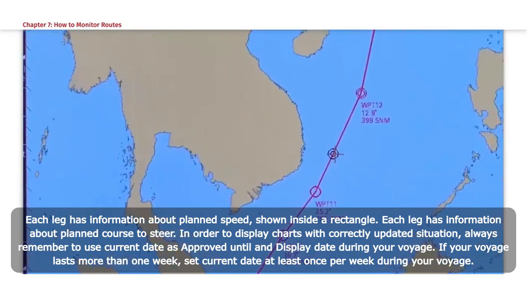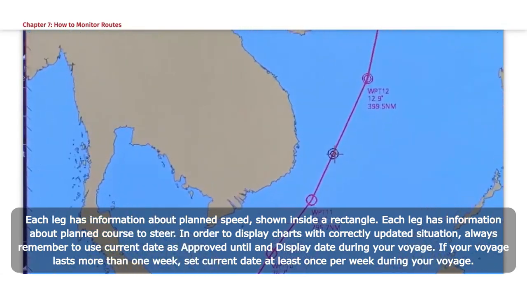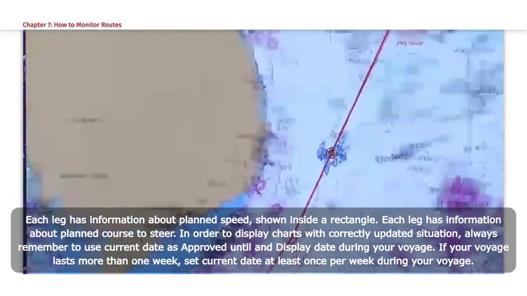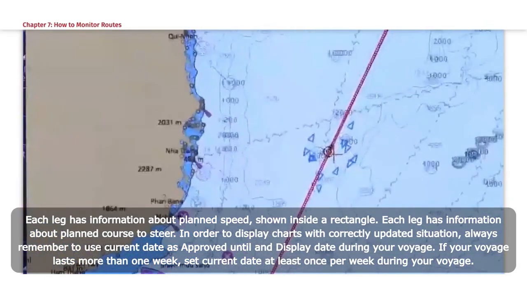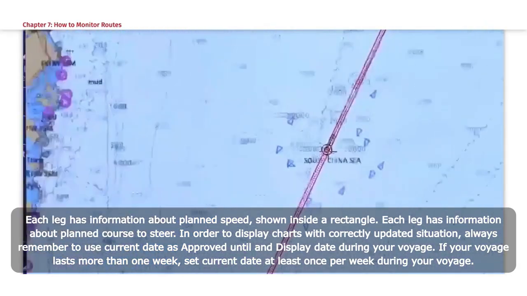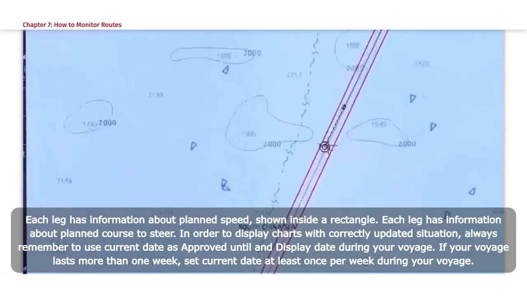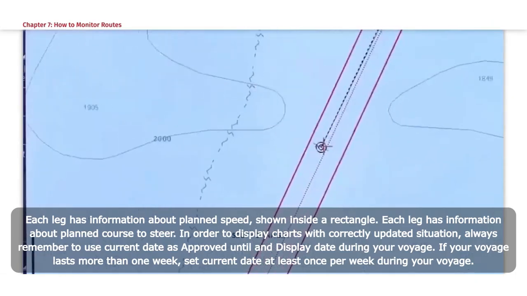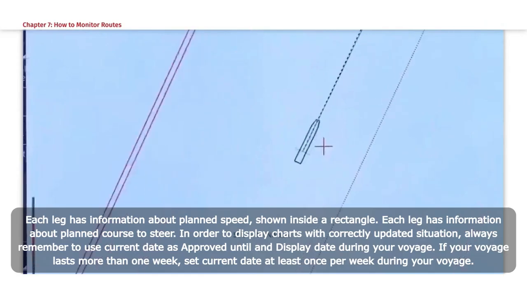In order to display charts with correctly updated situation, always remember to use current date as approved until and display date during your voyage. If your voyage lasts more than 1 week, set current date at least once per week during your voyage.